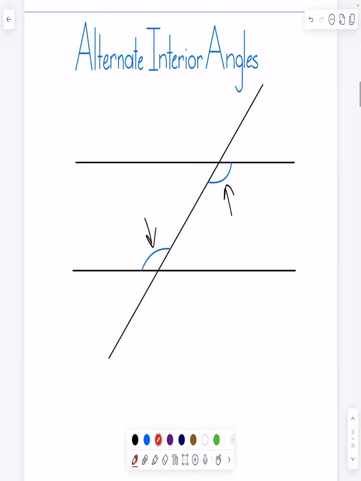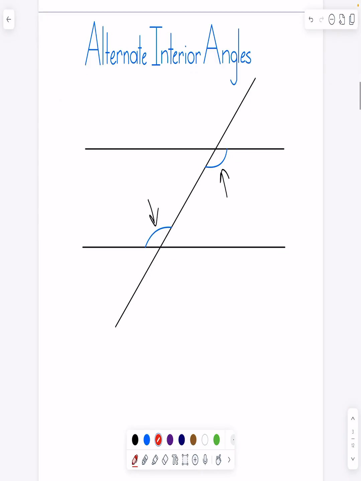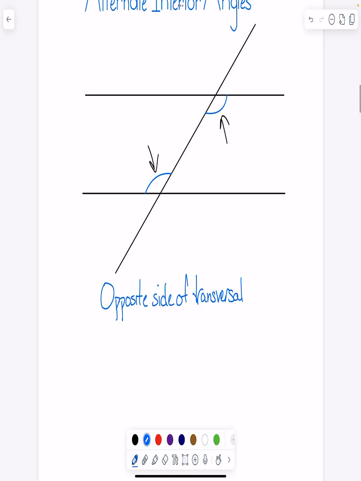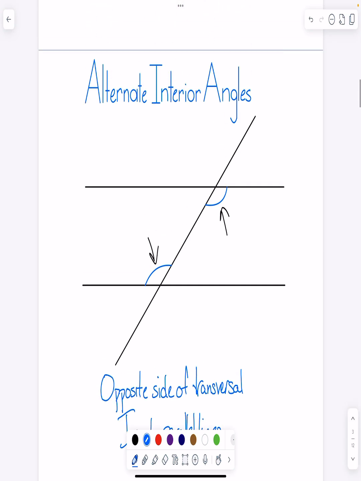So let's go ahead and take a look at alternate interior angles. Alternate interior angles form on the opposite side of the transversal. And these form inside the parallel lines. That's also denoted by the black arrow, but these are also alternate interior angles. Good.